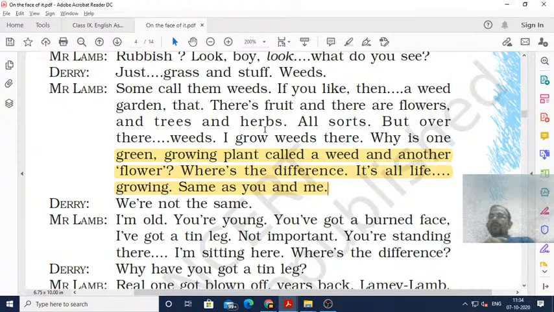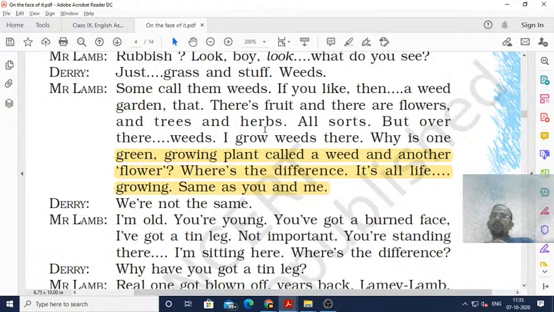Understood? So by this statement, Mr. Lamb wants to say that it doesn't matter if your face is burned. You are very much a part of the mainstream society. You don't consider yourself like weeds, because you are a very important part of the ecosystem of the mainstream human society, like weeds are an integral part of nature.